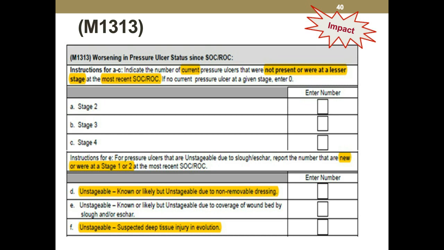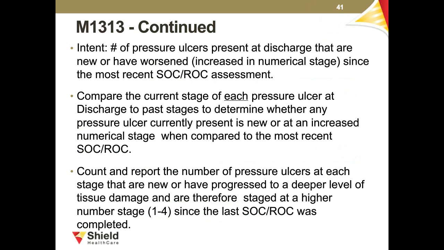It's saying, what is the number of current pressure ulcers that were not present or were at a lesser stage at the most recent start of care? And then we're going to be looking at what's changed from that. So as we look at this one, we really need to do it in 2 steps. The intent of this question is to look for pressure ulcers that were present at discharge that are new or have worsened. And worsened is defined as increased in numerical stage. Just the fact that the ulcer got infected or it had a lot of slough or eschar does not make it worsen for this question. It's only if it changes the numeric number.